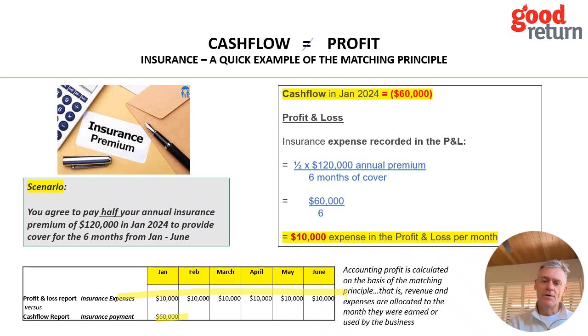So the accounting profit is calculated on the basis of this matching principle. That is, it actually applies to both revenue and expenses. But in this case, expenses is the easier example to use. So they're allocated to the month where they're either earned or used by the business.